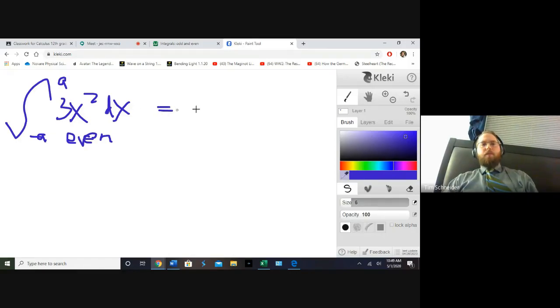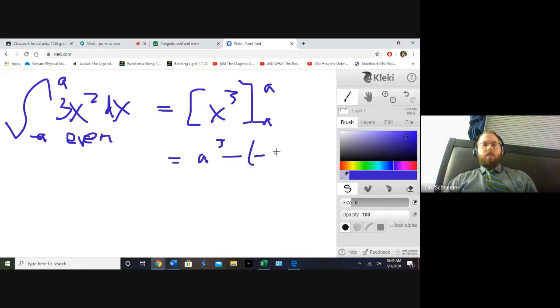Here's the even example. We were saying that it's x cubed from negative a to a, and so you get a cubed minus negative a cubed. But because it's cubed, this negative, there are 3 of them, so they stay, and so you get a cubed plus a cubed. In other words, 2a cubed.